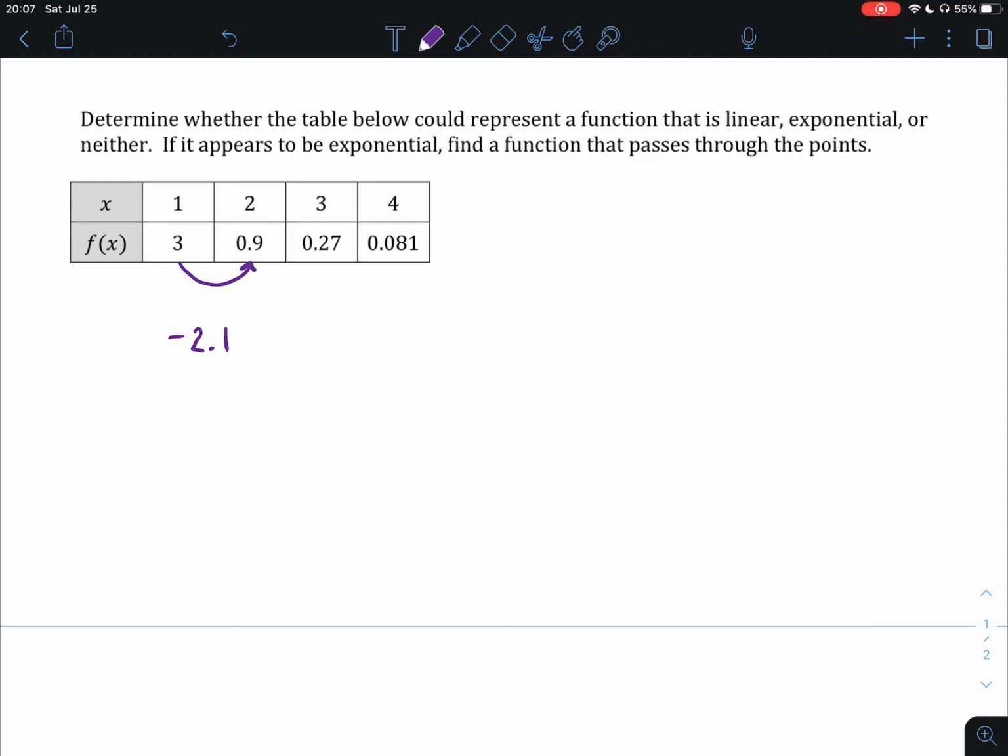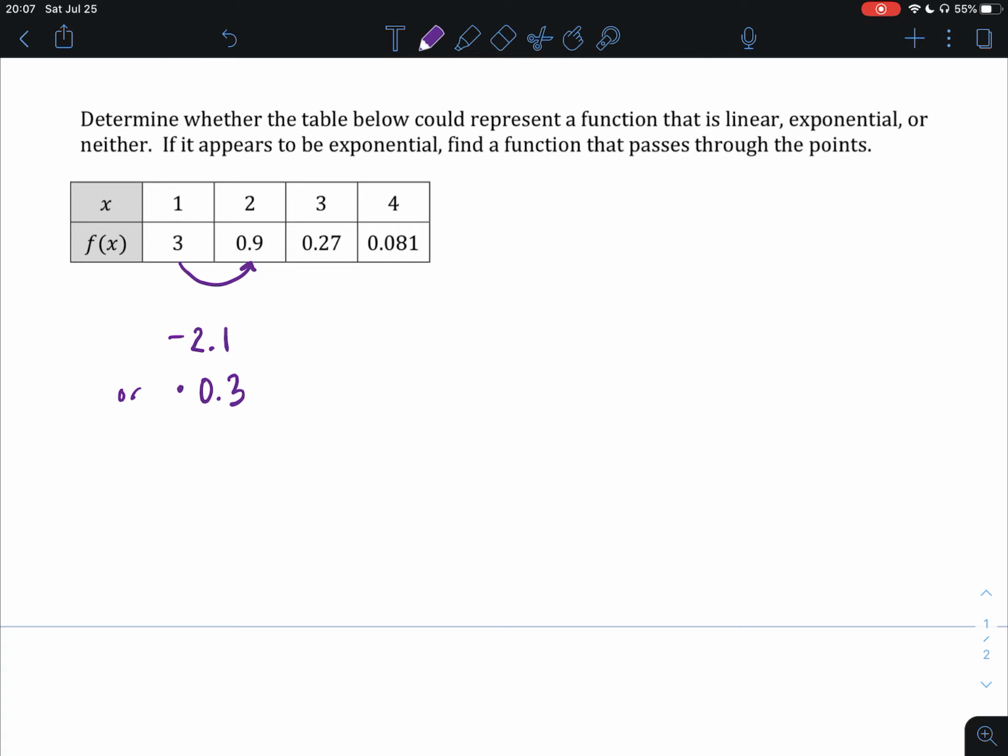If I am multiplying, 3 times something would need to give me 0.9. The decimal may throw us off there a little bit, but we know 3 times 3 is 9. To get it to be 0.9, we would just times by 0.3. So we could either subtract 2.1 or times by 0.3. That's from the first output to the second.